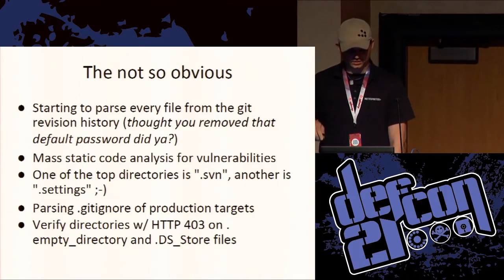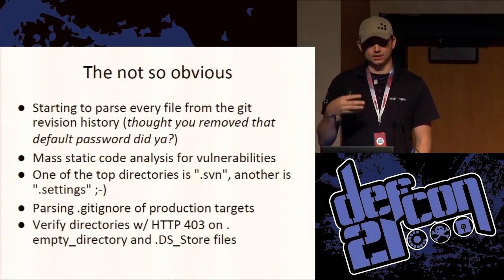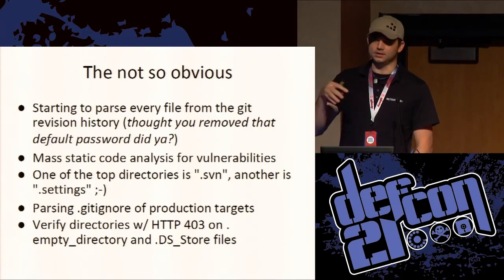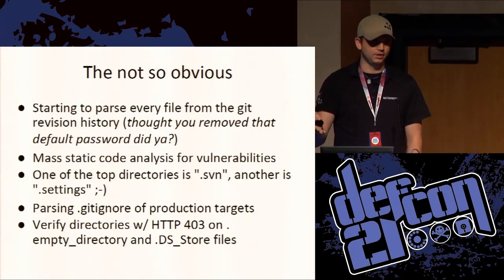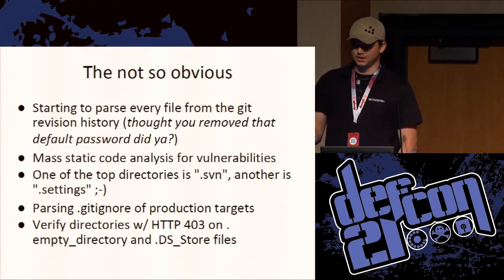403s, empty directories, and DS stores. This is on GitHub or on Git. It doesn't, as well as SVN, let you create a directory and commit it unless there's something in it. So empty directories and DS stores are usually how some people do it.